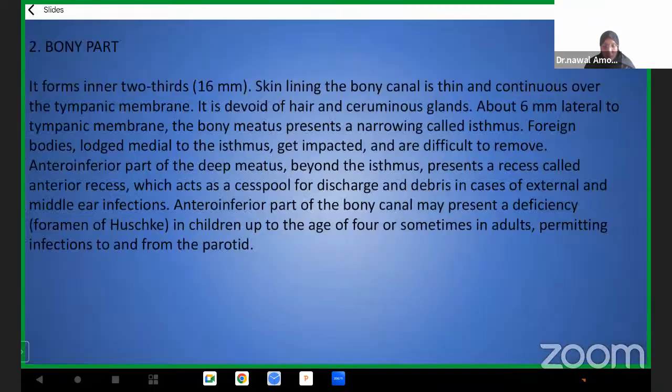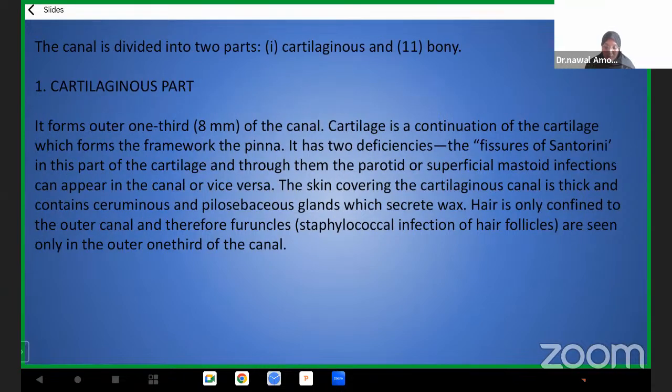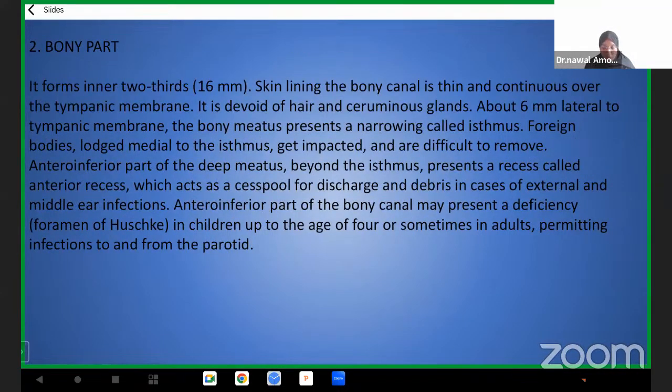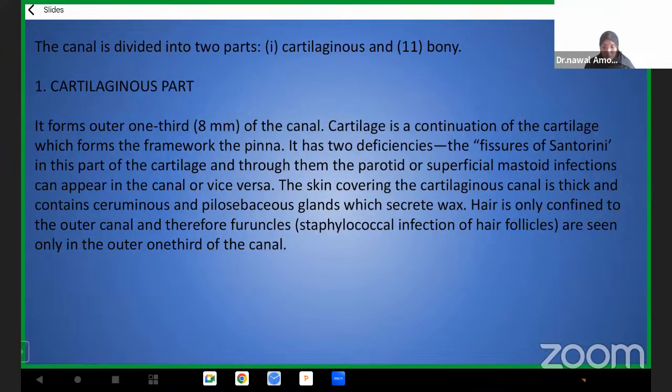So you have a cartilaginous part and you have a bony part. The cartilaginous part is approximately 8 millimeters. The bony part is approximately 16 millimeters. The cartilaginous part has two deficiencies, the fissures of Santorini. Through them, the parotid and the superficial mastoid infections can be seen, and vice versa.